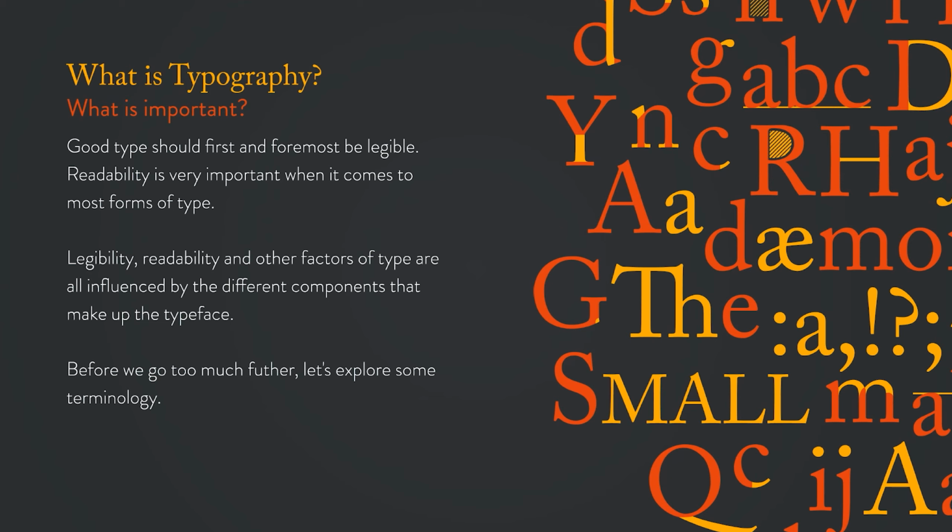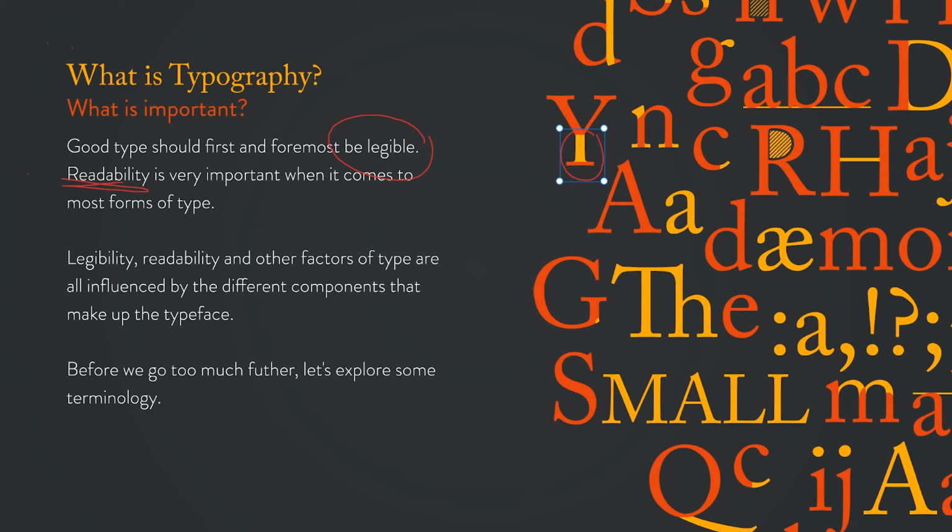Well, first of all, good type should be legible, and legibility basically means the ability to understand what it is that is trying to be communicated, and that's in type generally considered with readability. How easy is it to consume and understand the text as we normally interpret it? We normally interpret it as text that connotes a word. How easy is that to see the word? That's readability. Legibility, readability, other factors of type are all influenced by different components that make up the typeface.